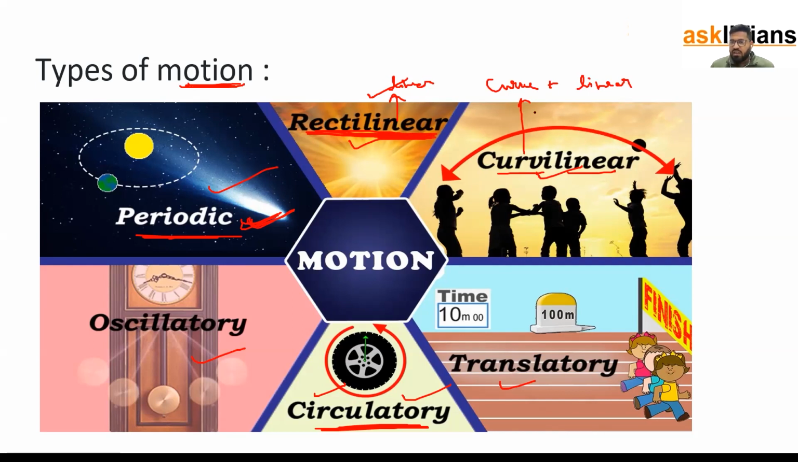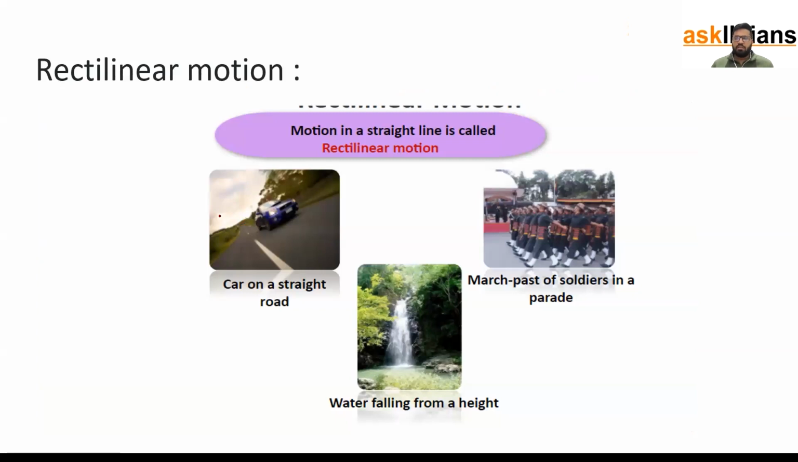And what is curvilinear? Curve plus linear. That means it has two components: one is linear, that is a straight line, and one is a curve. So it is moving along a curve as well as moving straight. That is known as curvilinear motion. But we are not concerned about this. We have to focus on rectilinear, circular and periodic motion. Clear?